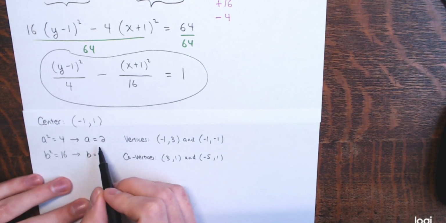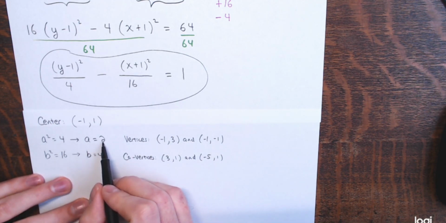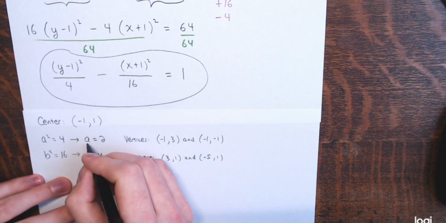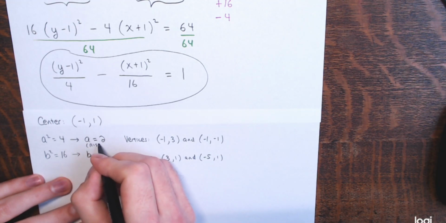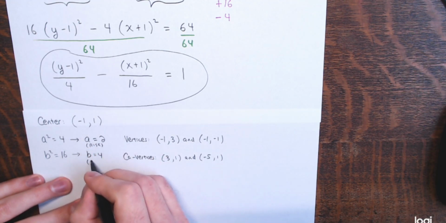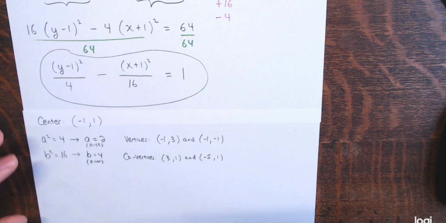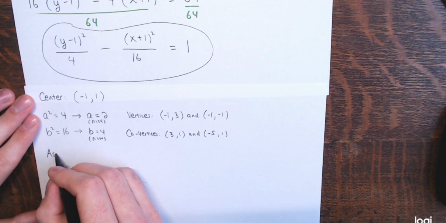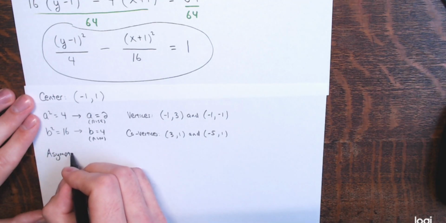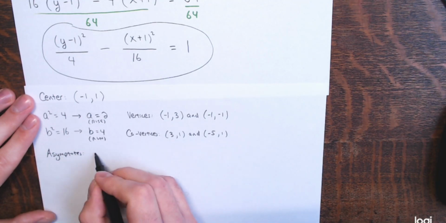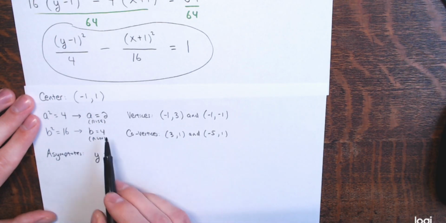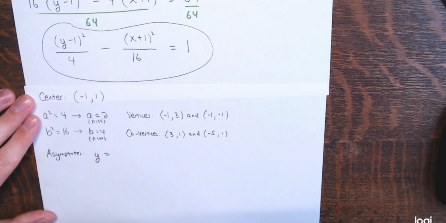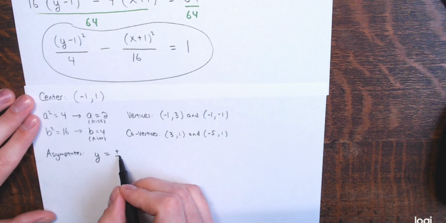Now if you notice, I added 2 to the y coordinates, I added 4 to the x coordinates, so 2 is the rise of the slopes, I went up and down, 4 is the run. So I can tell you what the asymptotes are right now without drawing anything. The equations of the asymptotes will be y equals, and the slopes are 2 over 4 and negative 2 over 4, or 1/2 and negative 1/2, so plus or minus 1/2.